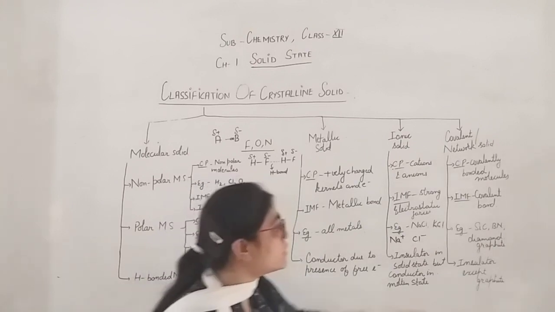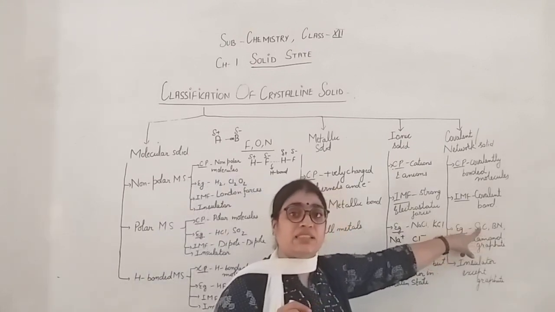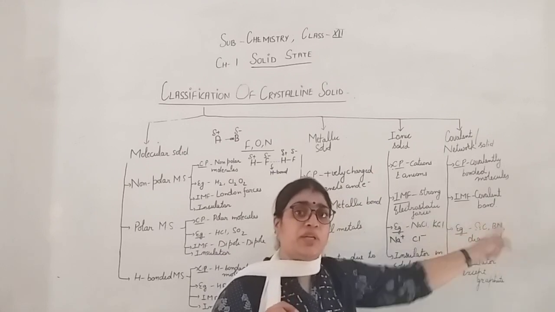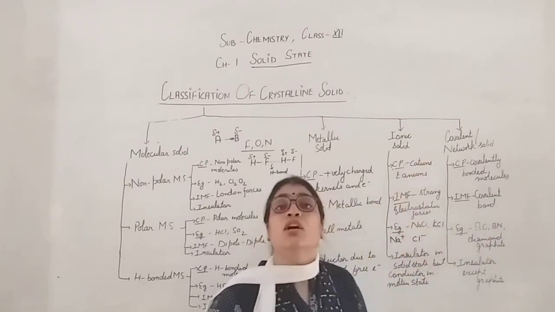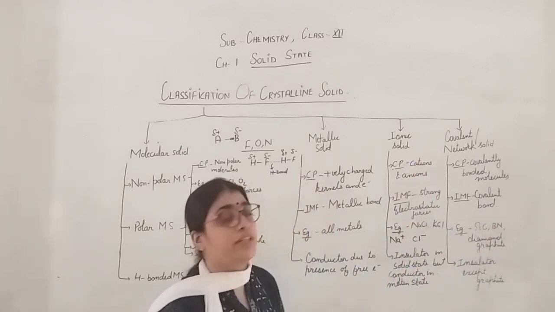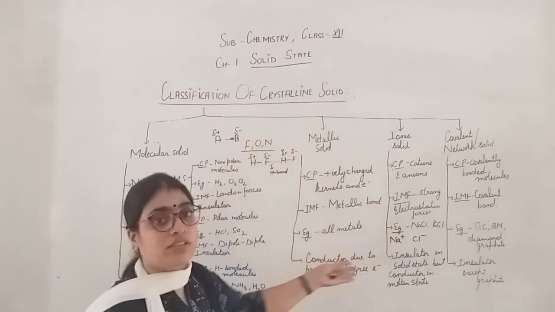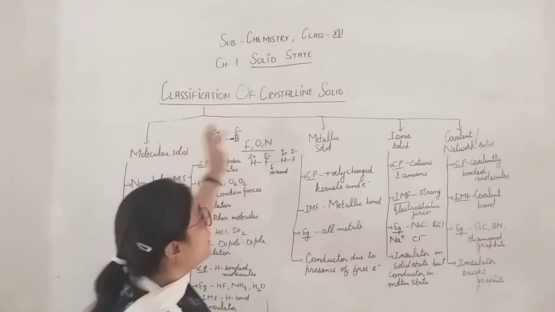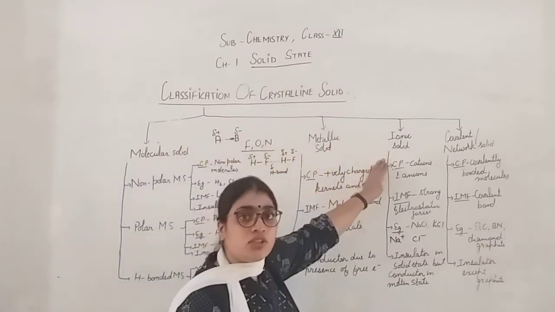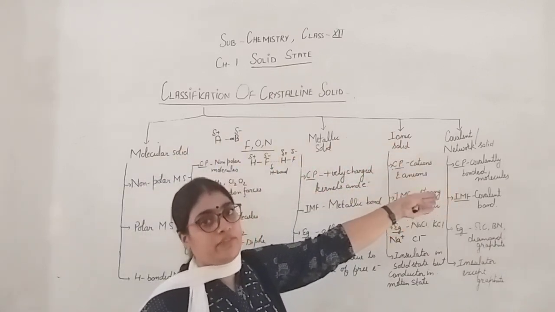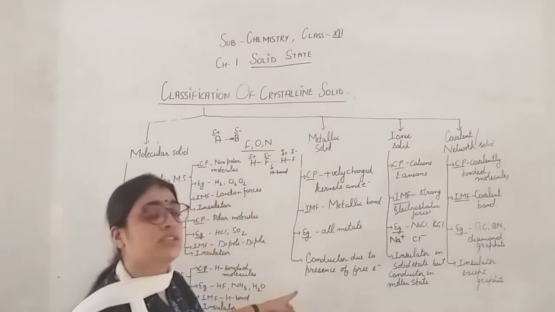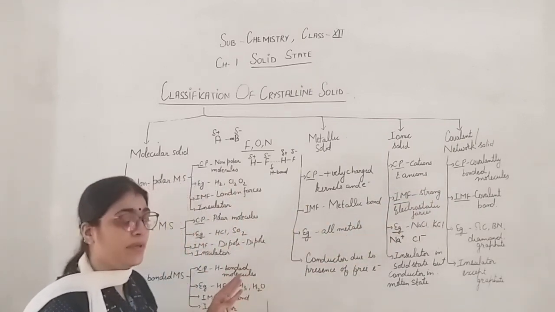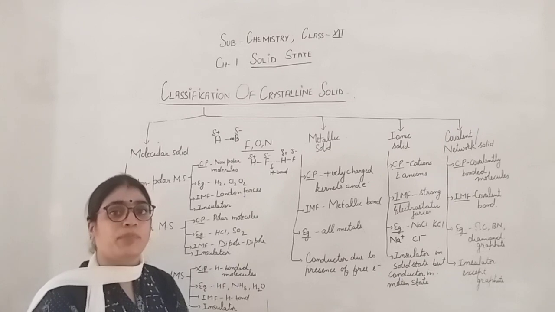A few other examples you also have to remember: silicon carbide, boron nitride, all come under covalent or network solid. So this is the classification of crystalline solids including 4 types: molecular solid, metallic solid, ionic solid and covalent or network solid. Only these things you have to remember in this topic and the topic will finish.